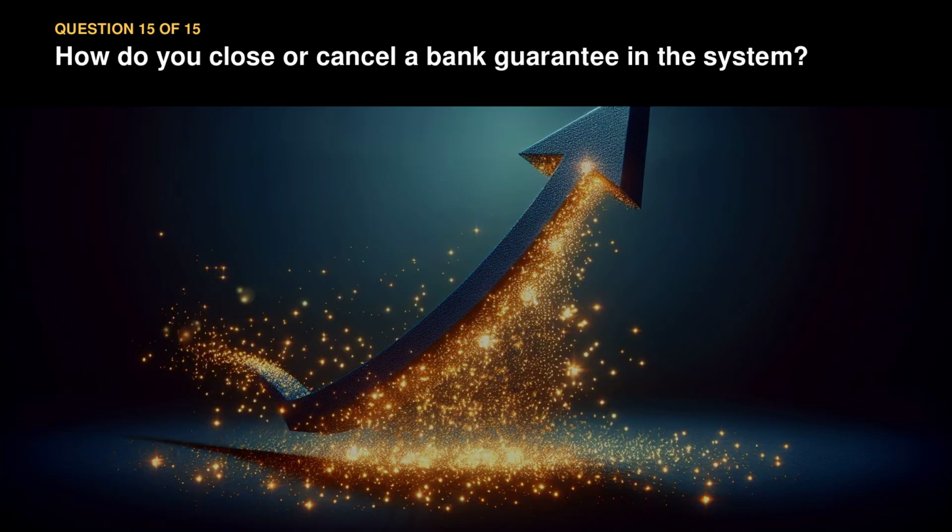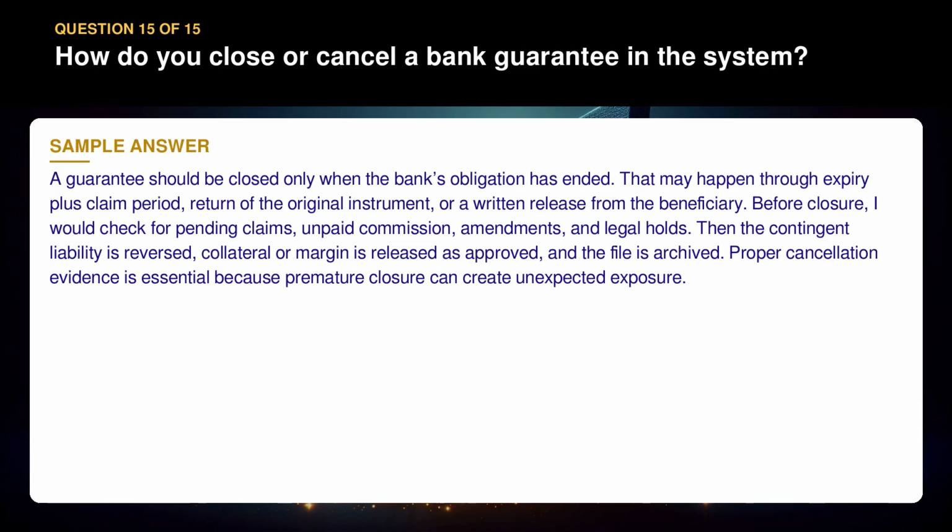Question 15. How do you close or cancel a bank guarantee in the system? A guarantee should be closed only when the bank's obligation has ended. That may happen through expiry plus claim period, return of the original instrument, or a written release from the beneficiary. Before closure, I would check for pending claims, unpaid commission, amendments, and legal holds.